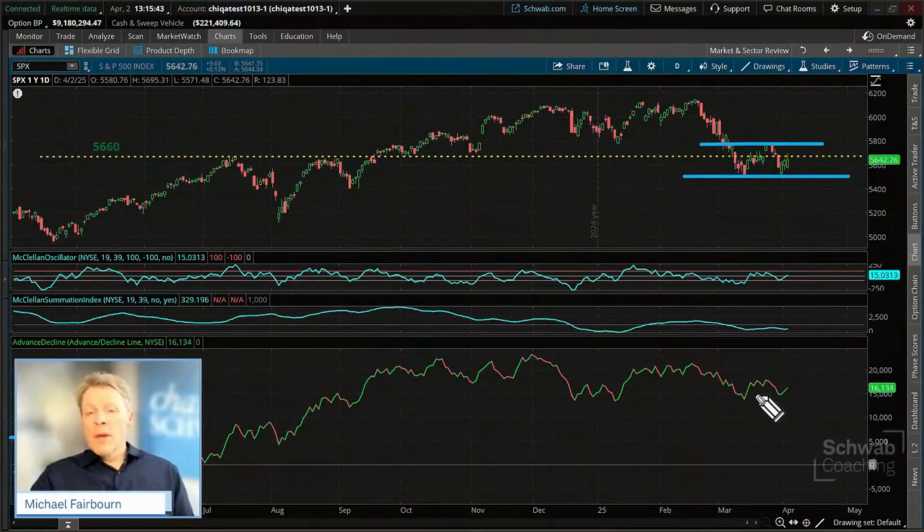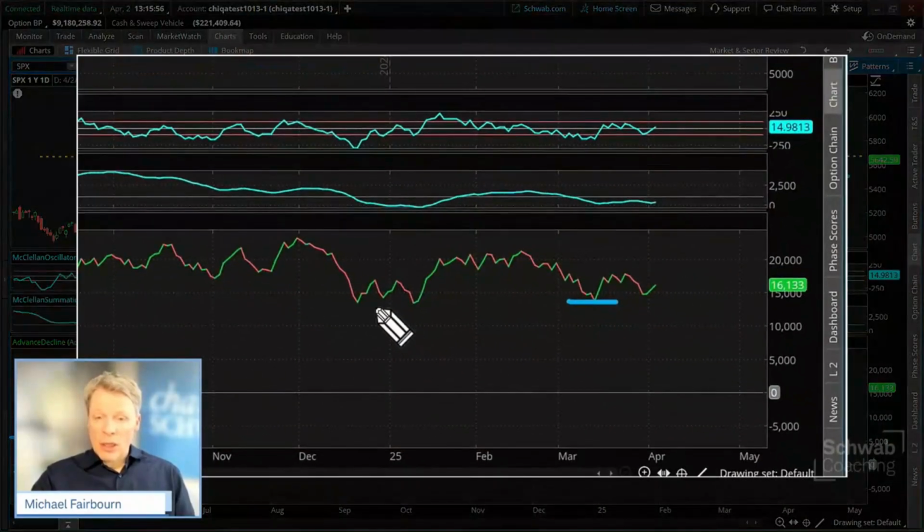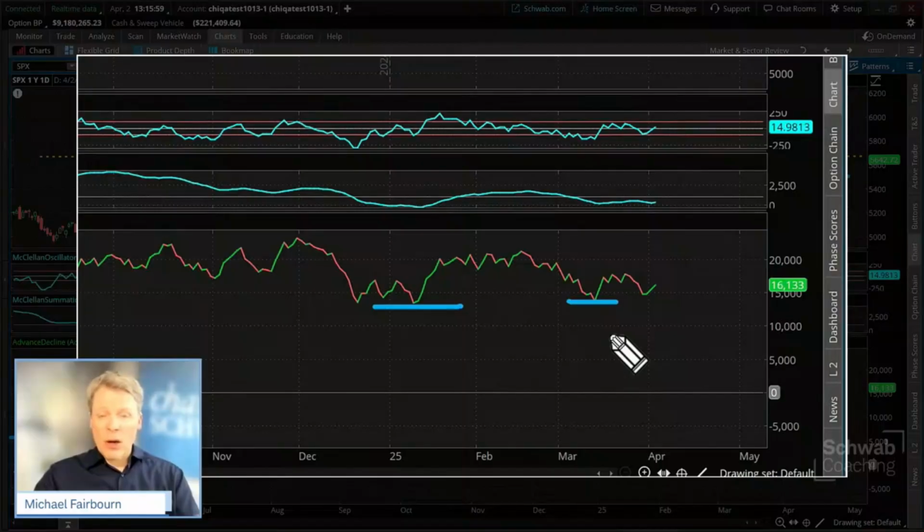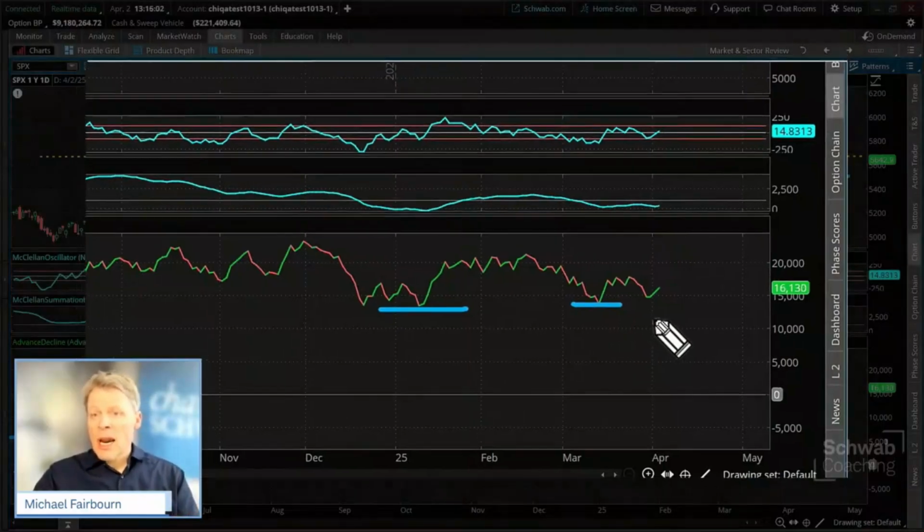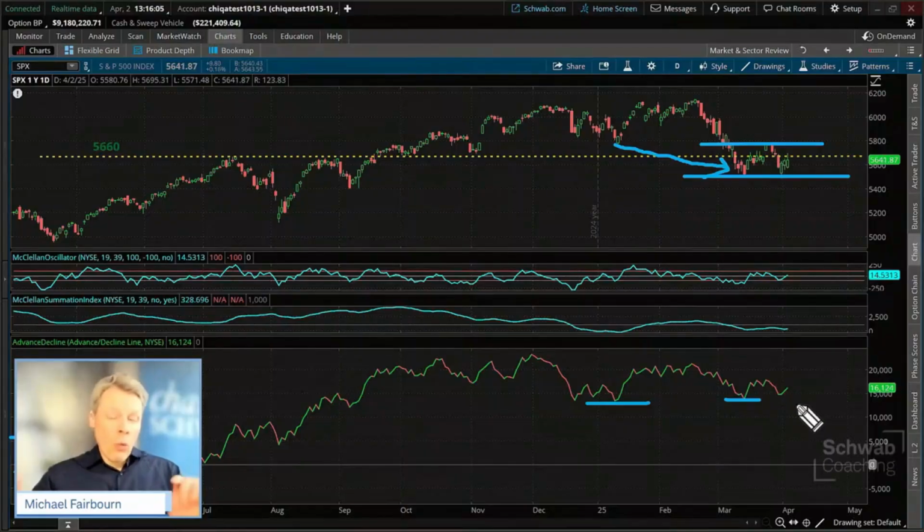But you'll notice over here that the advanced decline line, even though prices dipped down through here, did not take out those lows, which is interesting. In other words, the decliners didn't overcome the advancers, and we kind of held in a pretty good position. Now, where this might be interesting is where we could be going right now with that advanced decline line. Do we get advancers coming in, or do we get decliners taking over as we stay in this potential sideways channel?